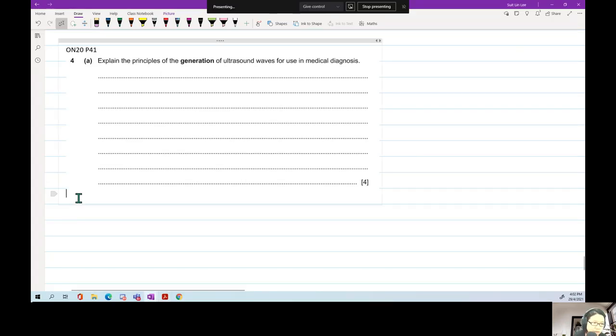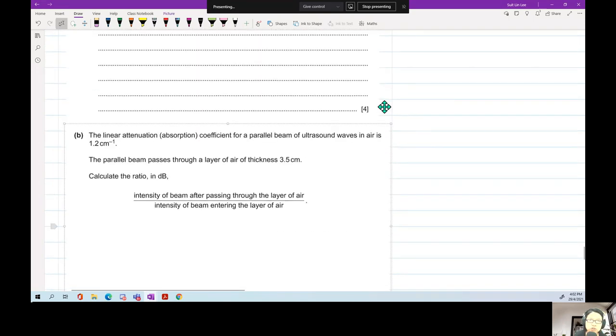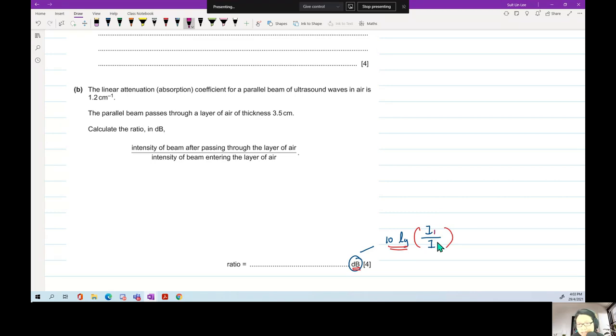and sometimes attenuation can be in decibel. So if we are looking at attenuation in decibel, it is worth remembering that decibel here is 10 lg of the ratio of intensity. So this decibel here is for 10 lg bracket ratio of something. Can be power, can be intensity, doesn't matter lah. So we want, after passing through the air, entering the air is I naught. Passing through the air is I. Okay, this is mu, this is x.